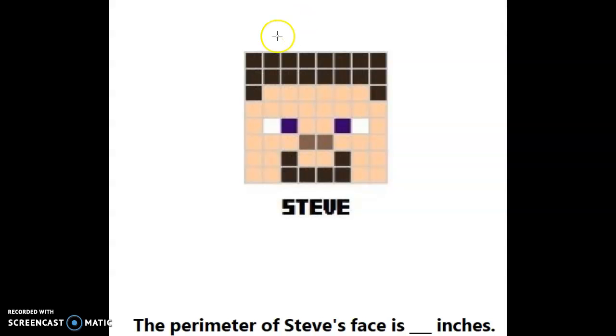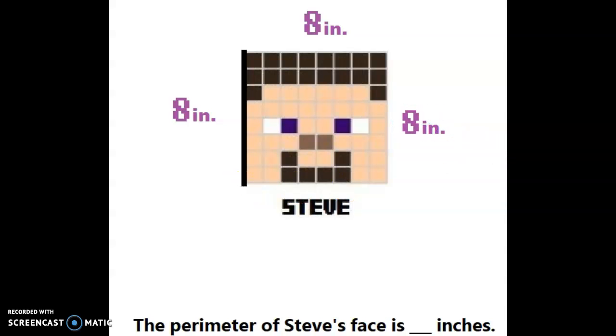So if we start to count outside of his face and start here, we would have 1, 2, 3, 4, 5, 6, 7, 8 inches. Remember, each block is 1 inch on the side. So because that side of his face is 8 inches, instead of counting another 8 inches on the top, we would just keep in mind that because he's a square, he has the same amount of blocks all over the outside of his face.